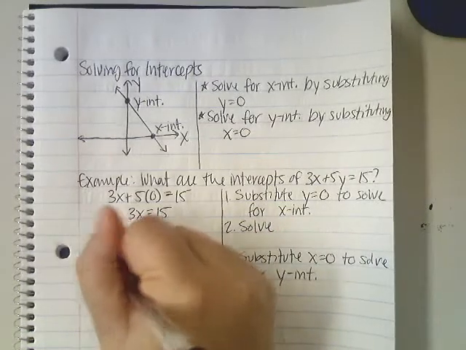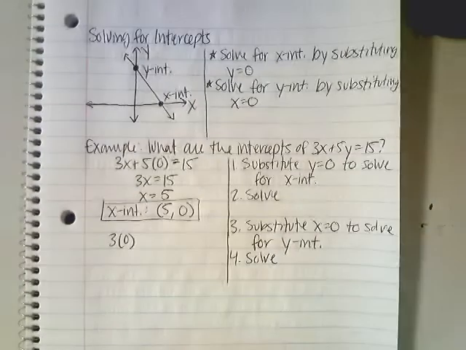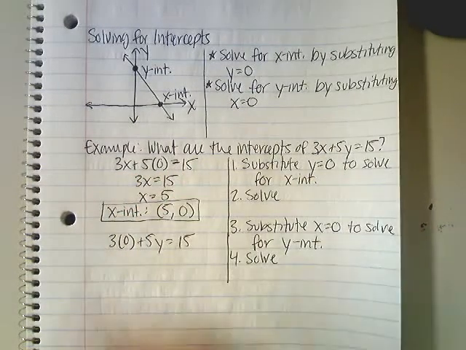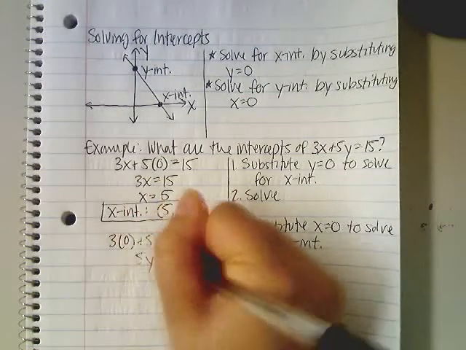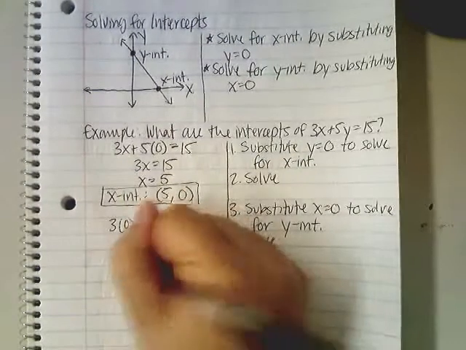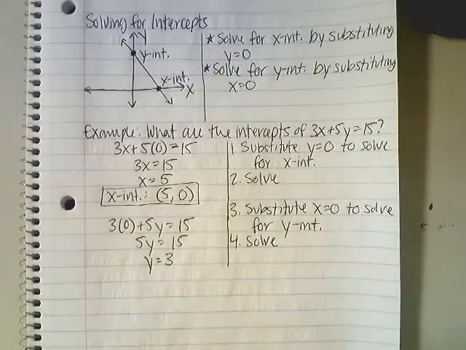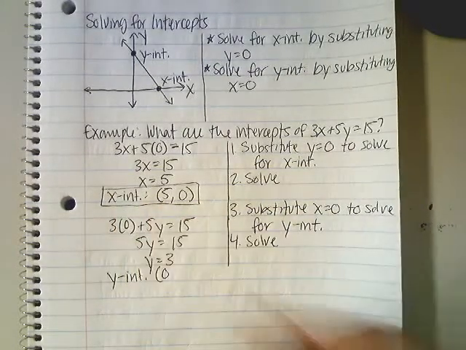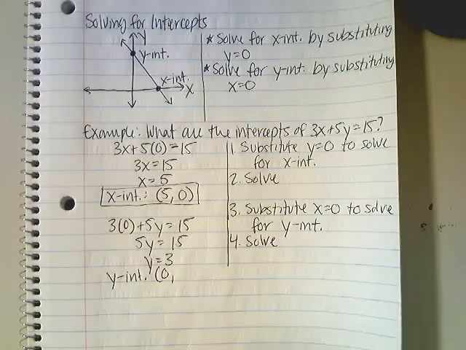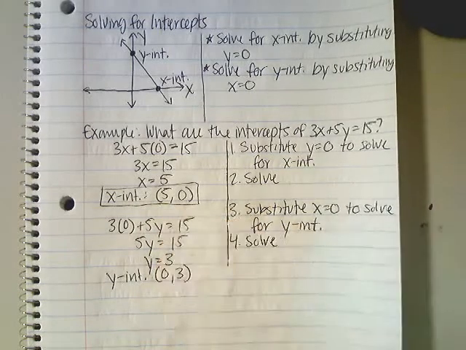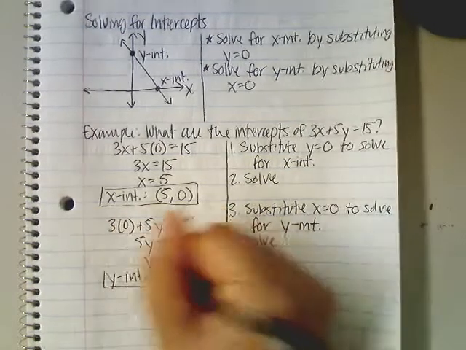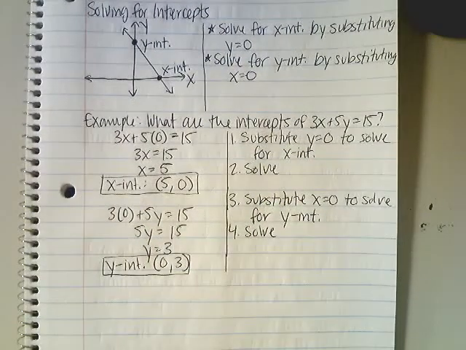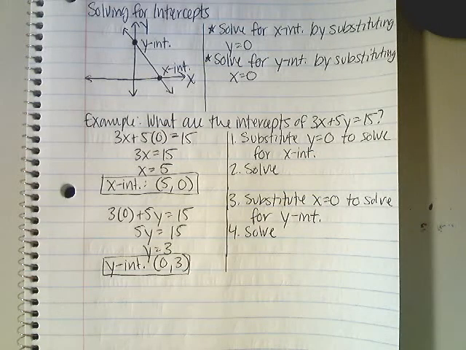So now I have 3 times 0, since I'm substituting 0 for x, plus 5y is equal to 15. 3 times 0 is 0, so I'm left with 5y is equal to 15. I divide by 5, and I get y is equal to 3. So then I know my y-intercept. Again, I know my x value is 0, since that's what I substitute in. It's always going to be 0 at my y-intercept. And I just solve for y, which is 3. So there's my y-intercept. And that's all we have to do. So make sure you write down any questions, comments, or concerns you have on that process.